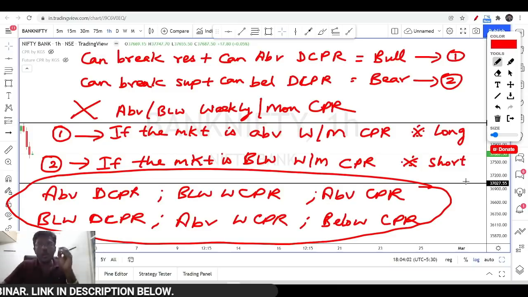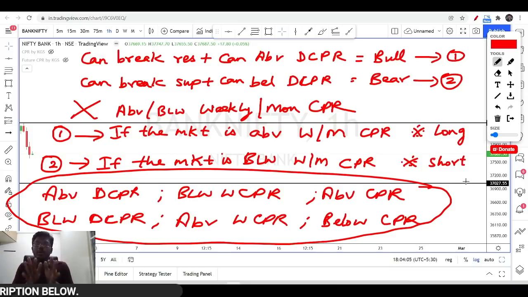Now I hope you all know how to approach the market, Nifty and Banknifty, for budget week. Both Nifty and Banknifty are almost stuck between a resistance and support level. So if resistance is broken, then you know what to do. If support is broken, then you know what to do. Okay, so this is my trade plan with the help of CPR.